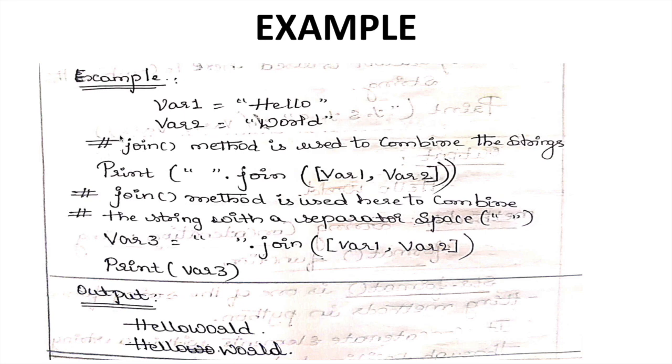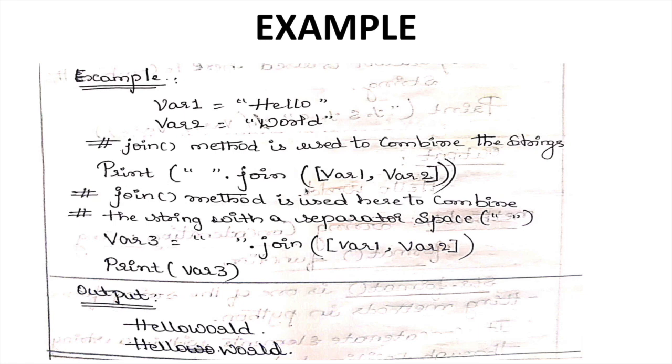Here, this hash symbol is nothing but a comment. If you see this symbol in Python, you should understand that it's a comment. Comments are mainly used for understanding purposes, right? It is not going to be executed by the interpreter. It's just for understanding purposes.